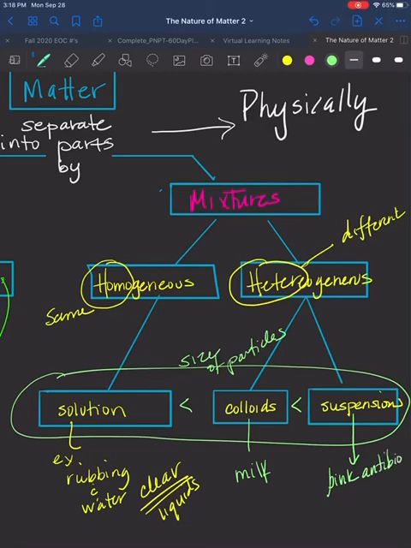Or you may remember shaking up Italian dressing. Oil and water don't mix, right? So if we're making a salad dressing of oil and water, we'd shake that up so that we get all of the flavor evenly dispersed, okay?